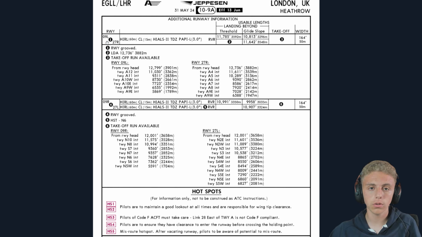Now, this one over here indicates that 09 left and 27 right is a grooved runway, which is useful to wick away moisture in rainy conditions, and just to improve grip in general. This is the same thing for runway 09 right and 27 left. So I will skip this part as it is pretty much the exact same thing as above.